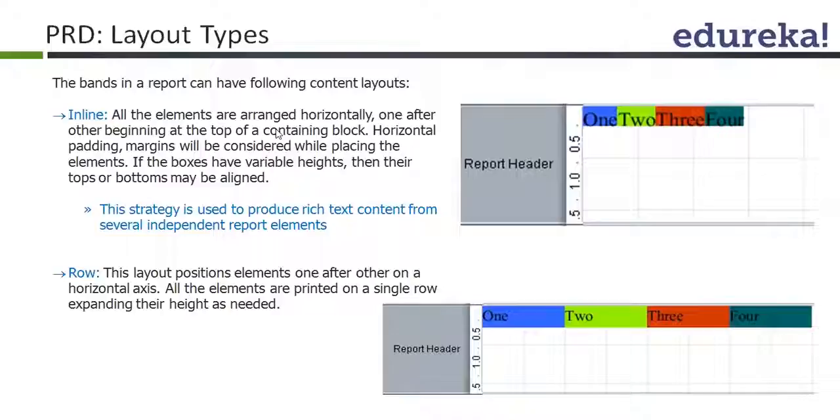Now inline layout, as the name suggests, again arranges in a sequence, but inline layout doesn't bother about the height of the element. So all the elements are arranged horizontally, one after the other, beginning at the top of the containing block. Horizontal padding and margins will be considered. You will have to individually configure those margins and paddings for that element, but those will be honored. In a few layouts they are not honored while placing the elements. If the boxes have variable heights, then their tops or bottoms may be aligned.